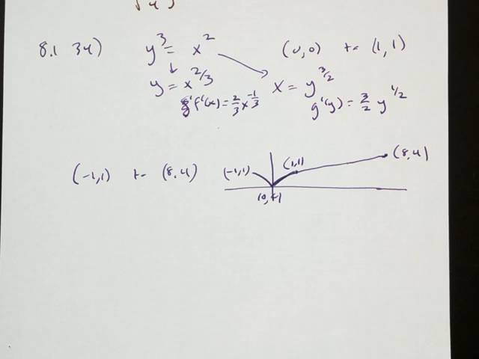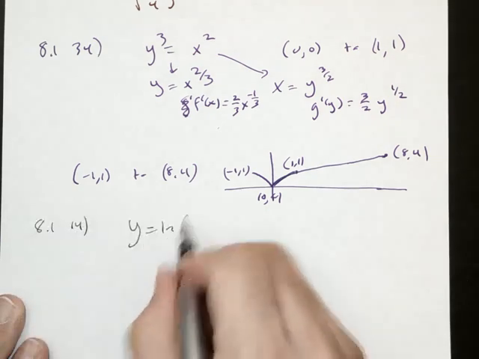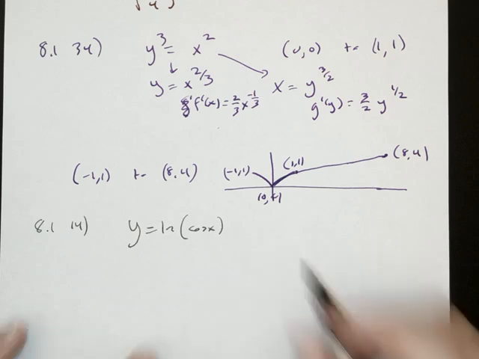More questions, ask me more things. Fourteen. ln of cosine of x. From where to where? 0 to pi over 3.